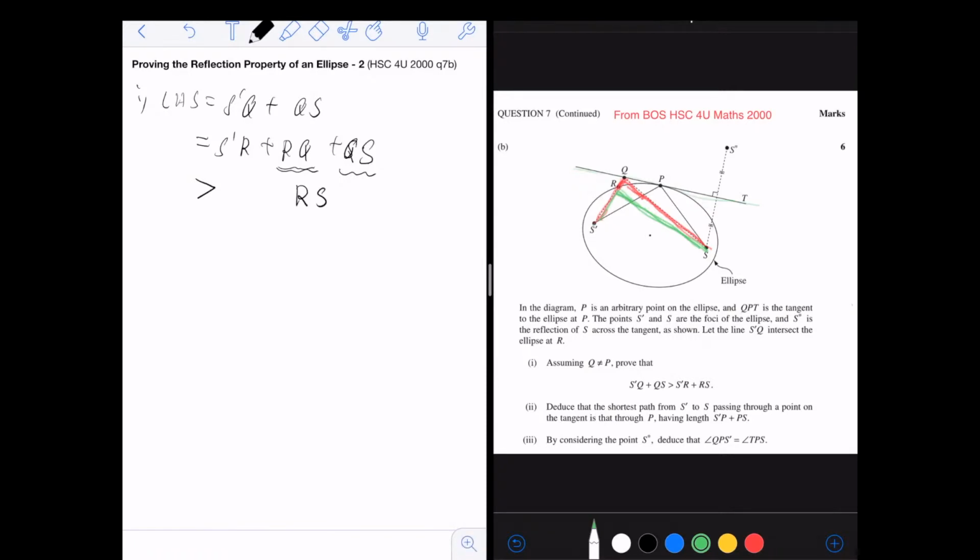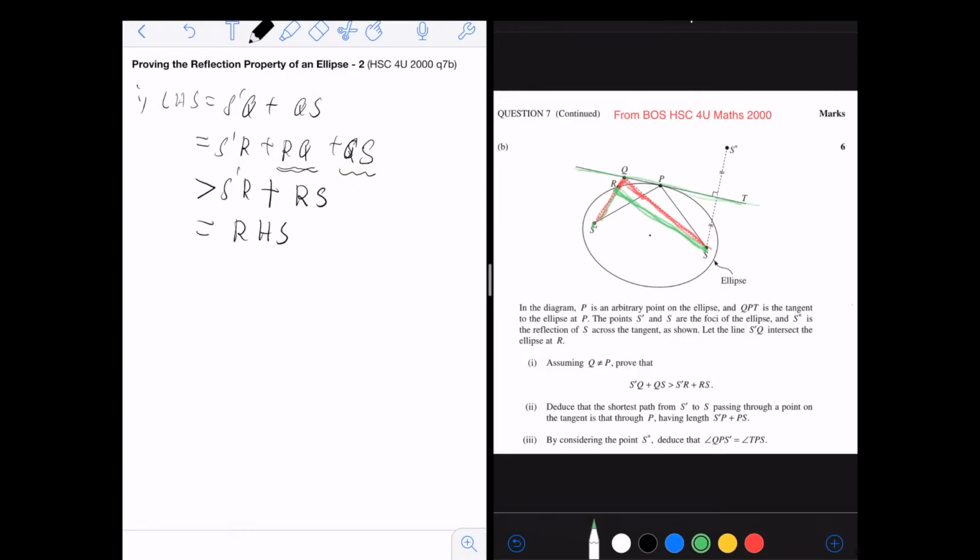And then I still have S dash R in here. So then I have this proved, because this is the right hand side. So I'm going to repeat the result. It tells you the distance from S dash to the S via the point on the tangent, for example Q or any other point, will always be bigger than the distance from S dash to S via the point on the ellipse, for example R. So that's the result.